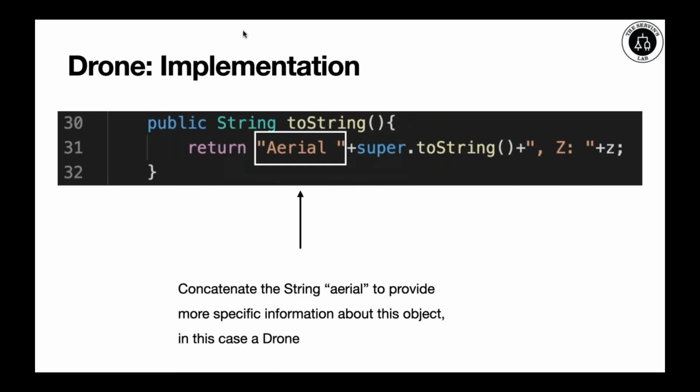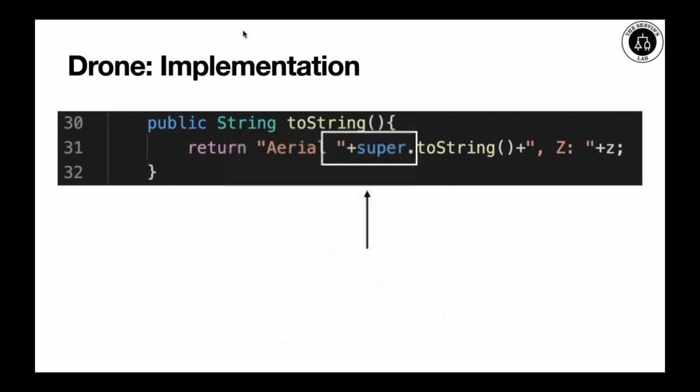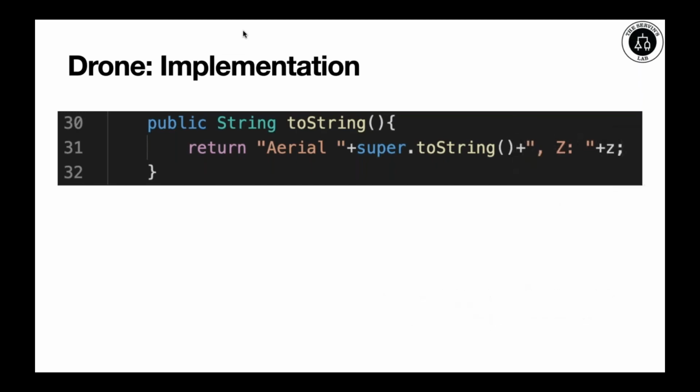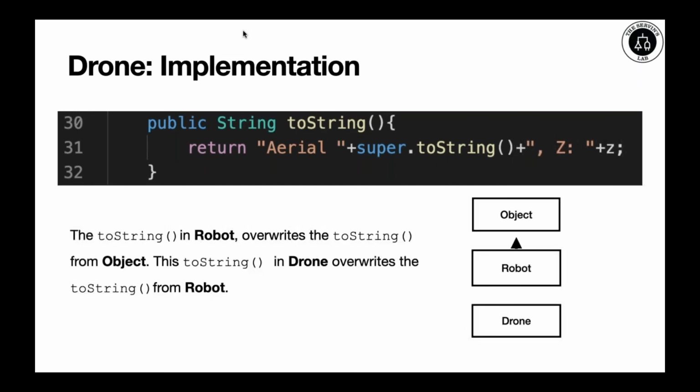We use the power of concatenation to make this toString unique. That's why we provide "Aerial" to provide feedback that we're dealing with the drone. Finally, we concatenate also the z coordinate to whatever the toString from our ancestor will be. That makes a lot of sense because it will report X, Y, and now the Z. As you probably remember, this will take place first by Robot inheriting the toString from Object and overwriting the toString. Finally, the Drone will overwrite the toString coming from the Robot.